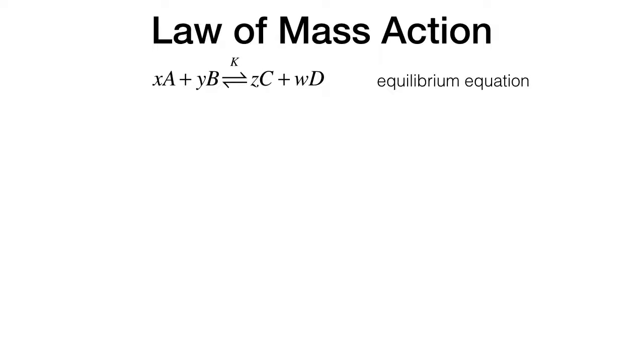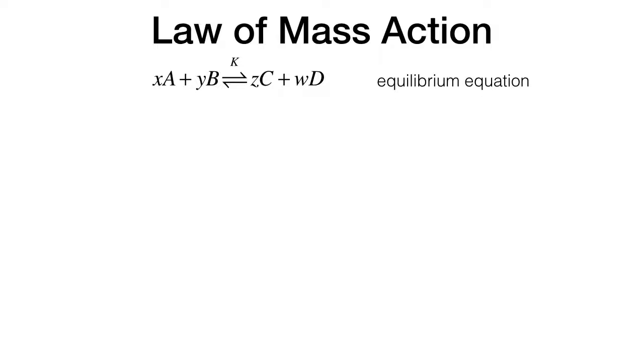The law of mass action, or the ratio of concentrations in a chemical reaction. The derivations from the previous video are the justification for the law of mass action. The law of mass action is a mathematical description of the concentrations of reactants and products for a reaction that proceeds in both the forward and reverse direction.